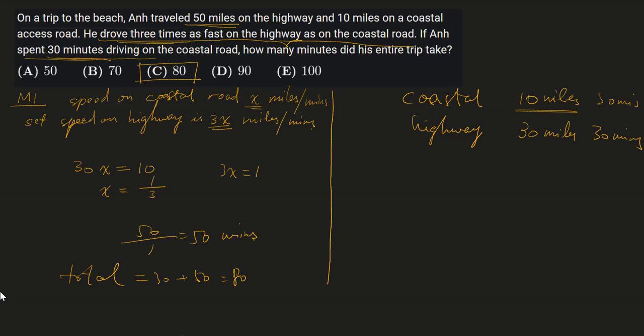Now we know that he traveled 30 miles in 30 minutes on the highway. Then there's the remaining 20 miles, which of course corresponds to 20 minutes. The sum of these will be the total time that he spent on the entire trip. Therefore, that is 30 plus 30 plus 20, that equals 80.